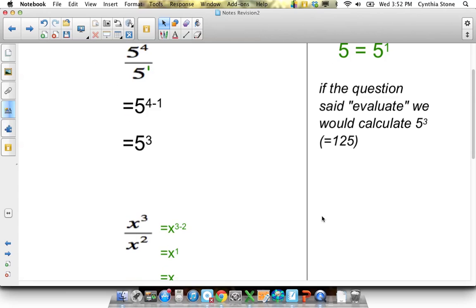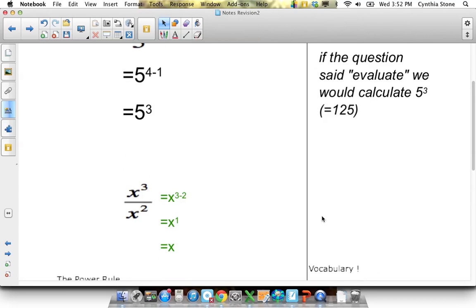Okay, another one with x's, because it doesn't have to be numbers. In fact, you're going to find it's most often not. It's most often going to be letters. Can be numbers, but most often it's letters. And you can see it's the exact same. You just leave the base alone. It's not part of your math anyway.